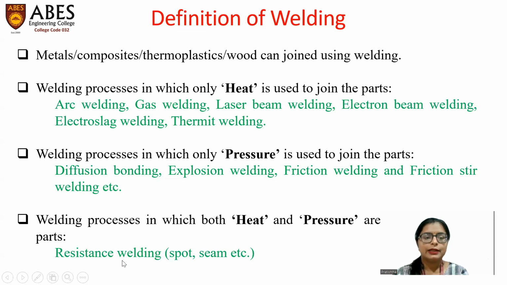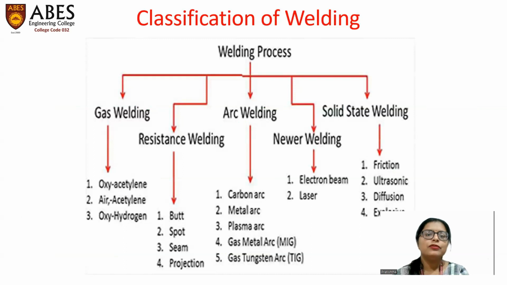These processes are categorized in the resistance welding part, like spot resistance welding and seam resistance welding. We'll study all these processes, the mechanism, the components, the joining part, the characteristic joint, and the possibility of occurrence of defects in the subsequent lectures of this lecture series later on. Okay, now moving forward towards the classification of welding.